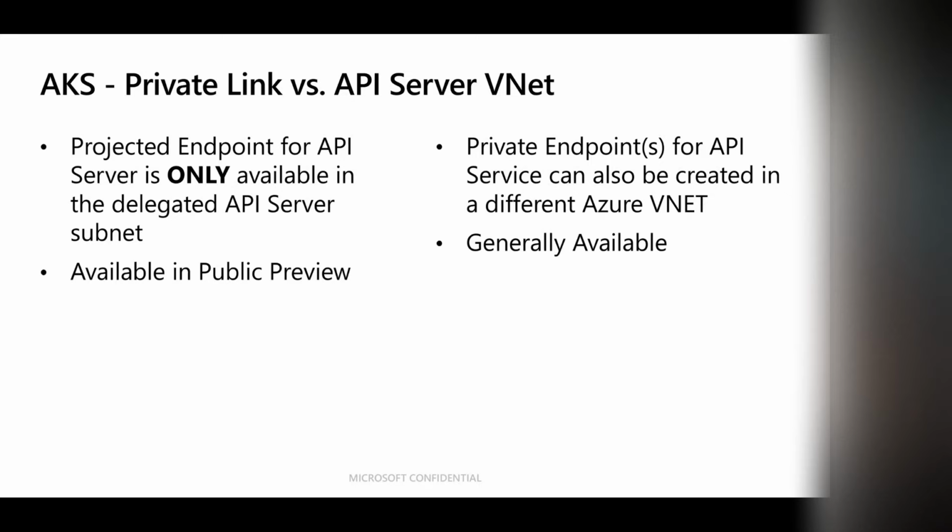If you are looking at using this model, keep an eye on this. If you need to access it from a different subnet, or sorry, a different VNet than where your AKS is deployed, you will have to have VNet peering to make sure that you can have a line of sight to this projected endpoint of the API server. Okay. Any questions?